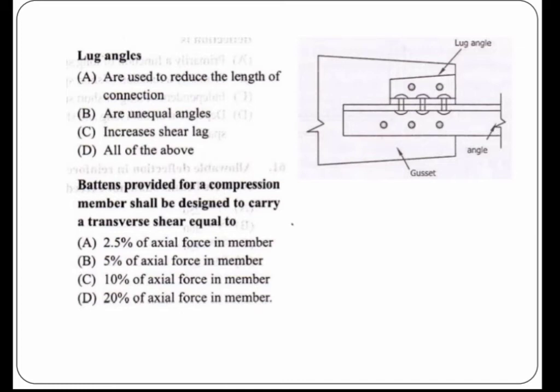Battens provided for a compression member shall be designed to carry a transverse shear equal to. The correct answer for this question is 2.5% of axial force in member, that is option A. Now proceeding to the next question.